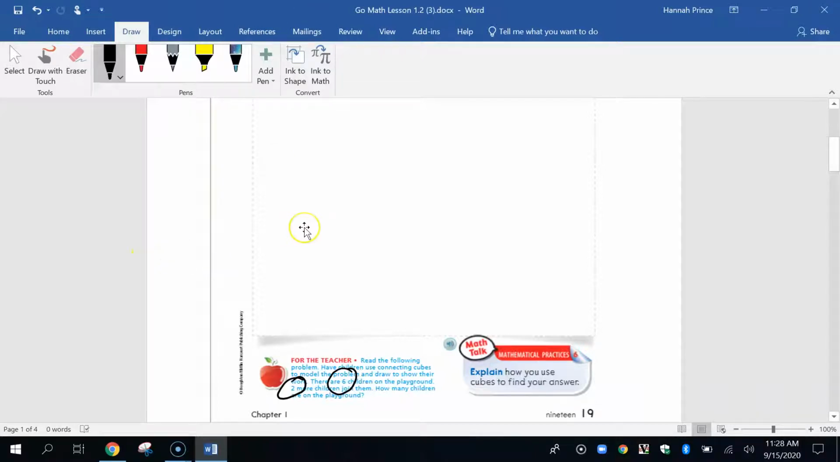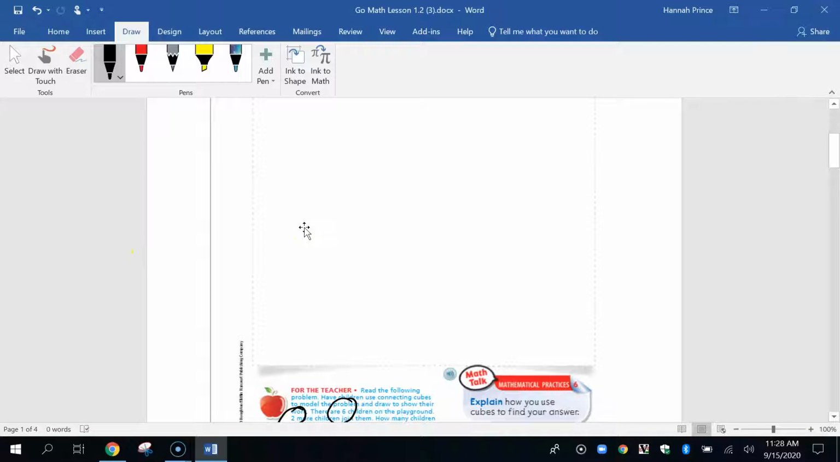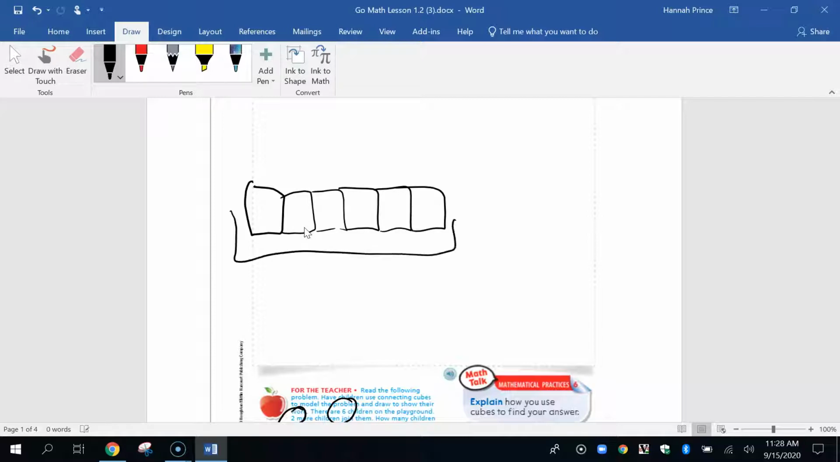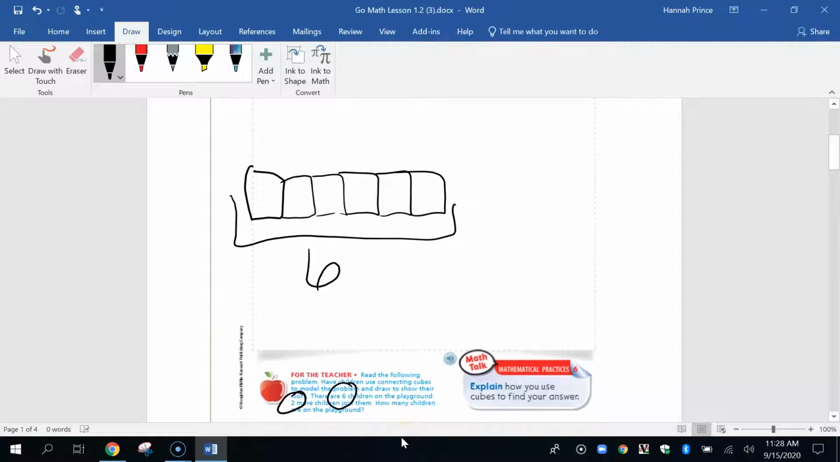So we need to start out by drawing our 6 children. I'm going to use connecting cubes to model that. 1, 2, 3, 4, 5, 6. Here is my 6 children on the playground. 2 more children join them. So we are adding 2 more children. 1, 2.